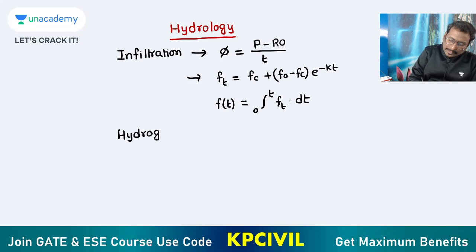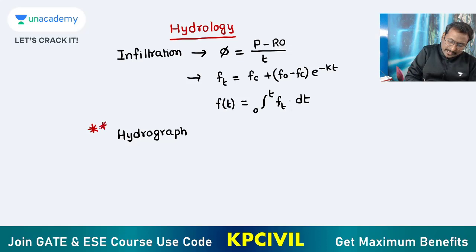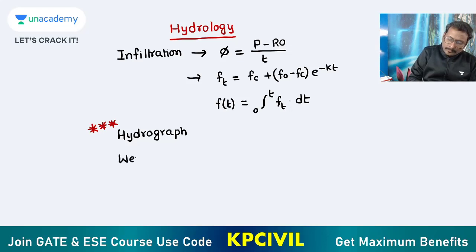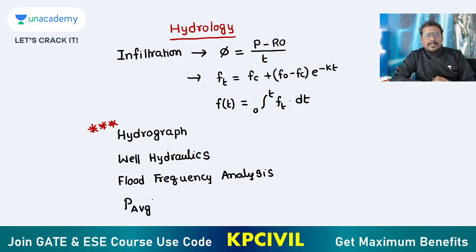Hydrograph. Most expected and very important topic. Every time we have one question from hydrograph in the GATE exam. Very important. Then well hydraulics. Flood frequency analysis. Along with this, you learn average precipitation, P average, average precipitation determination, like the Thiessen polygon method and the isohyetal method. Two methods, Thiessen polygon and isohyetal method.